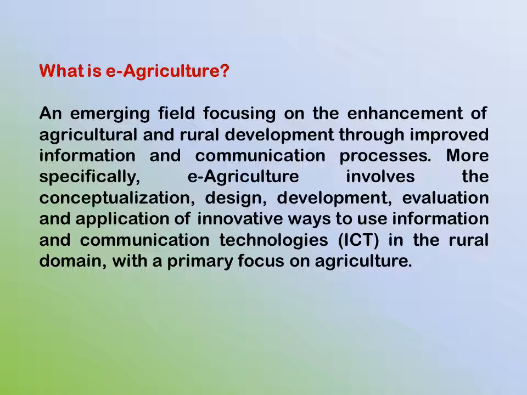Agriculture information or new information is propagated from one place to another place, or from public or among the community. How we are going to disseminate the information from lab to land, or from one area to another area. So that is called enhancement of agriculture and rural development through improved information and communication processes.